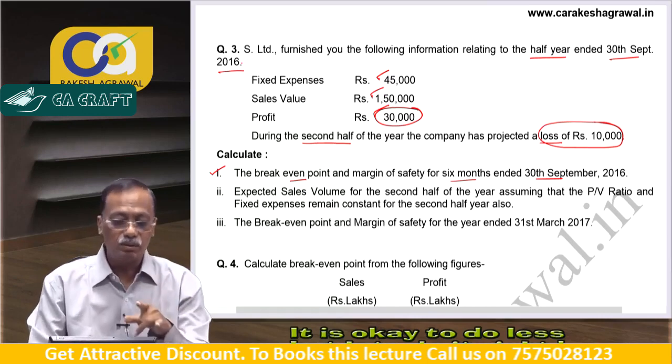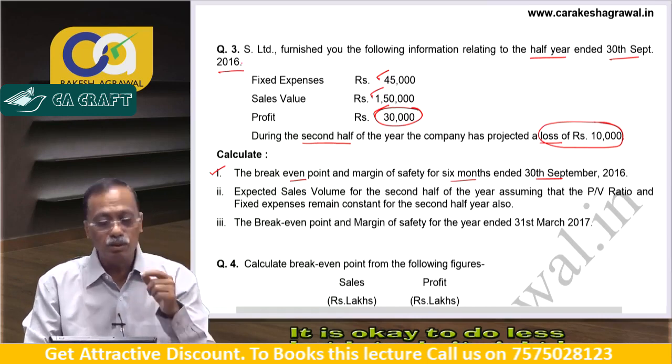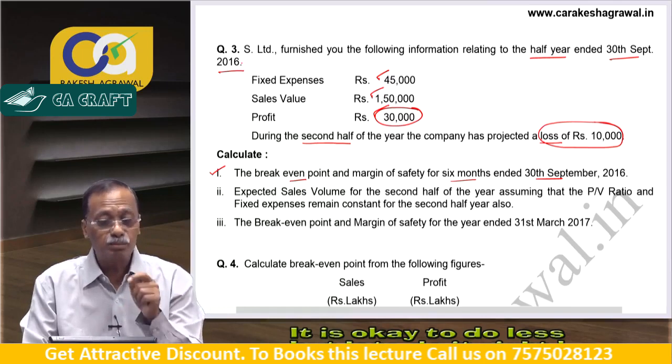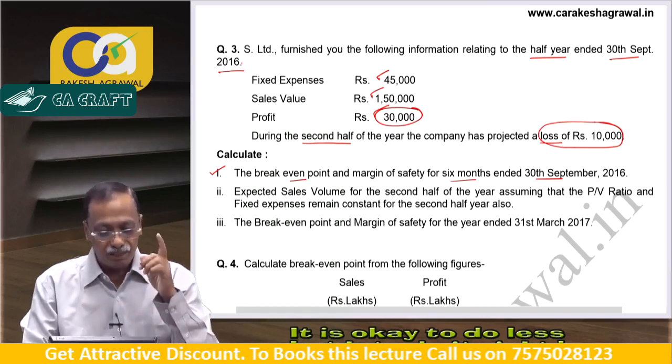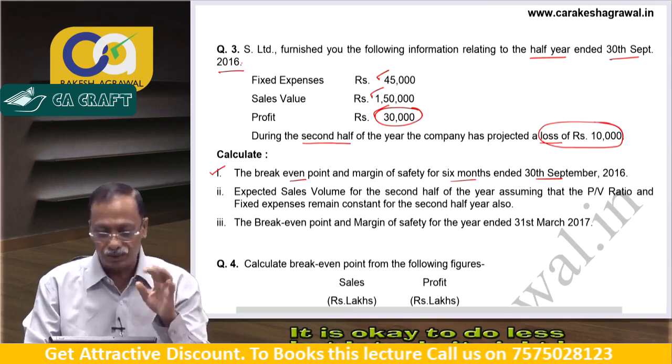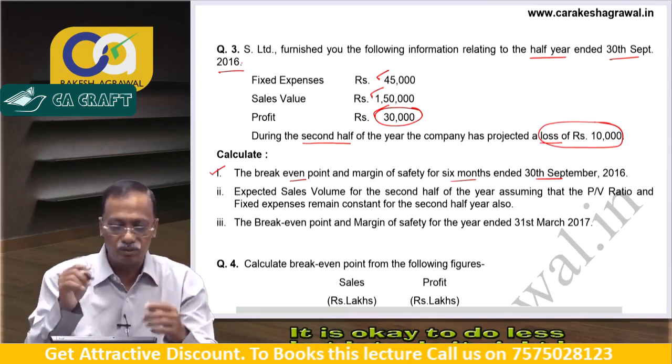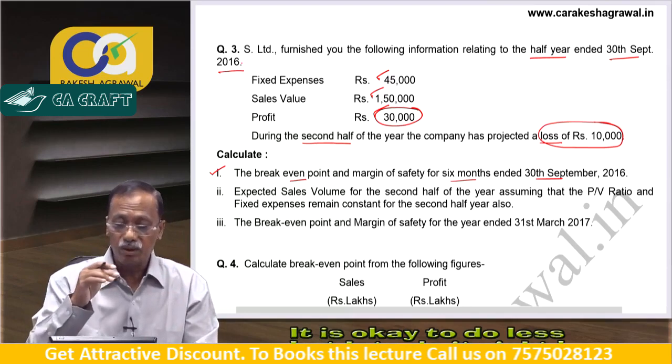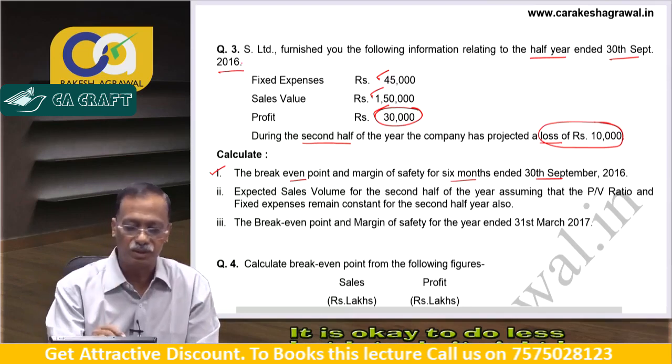Now in this question, you cannot calculate BEP in units because selling price per unit is not given to you. It means in this question, BEP will be calculated compulsorily in rupees, in sale value, and margin of safety also will be in rupees. This first part is for the first half of the year.